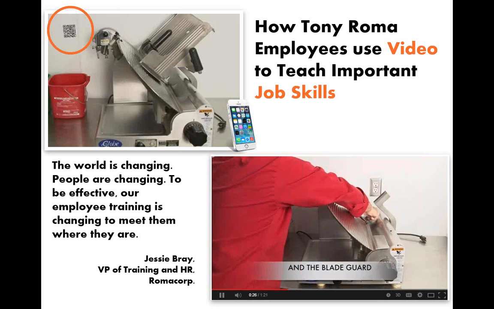The upper left-hand image is a piece of trimming equipment, some meat cutting machinery. And if you'll notice, Jessica has circled a QR code just above and to the left of the machine. So what the employee can do is come along with their smartphone, hit that QR code with the reader, and it displays a video, maybe a series of videos, but at least this video that shows them how to service this piece of equipment. And you'll see this video is 1 minute and 21 seconds long. It's just simple, short, direct, to the point. It's a video that they recorded themselves.